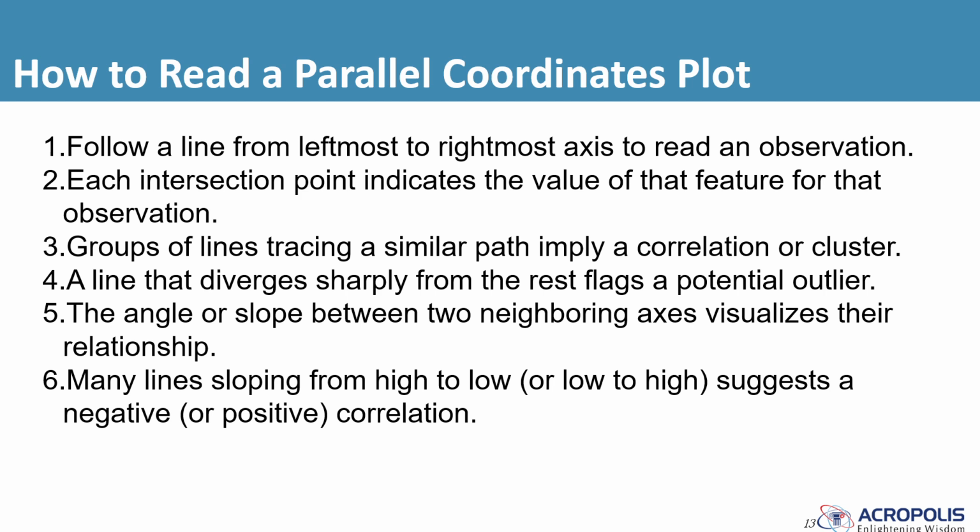In simple words, how do we read parallel coordinates plots? Follow a line from the leftmost to the rightmost axis to read an observation. Each intersection point indicates the value of the feature for the observation. Groups of lines tracing a similar path imply a correlation or cluster. A line that diverges sharply from the rest flags a potential outlier. The angles or slope between two neighboring axes visualize a relationship. Many lines sloping from low to high or high to low suggest a positive or a negative correlation.